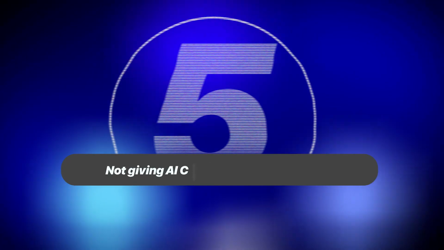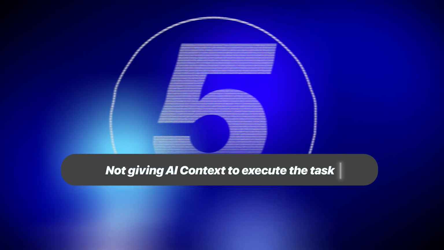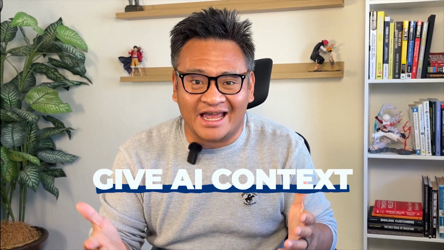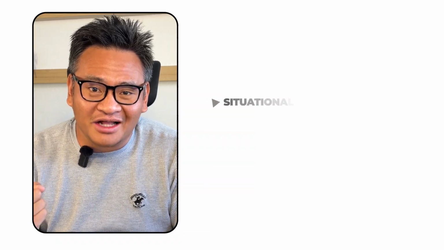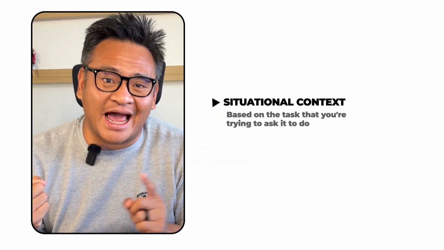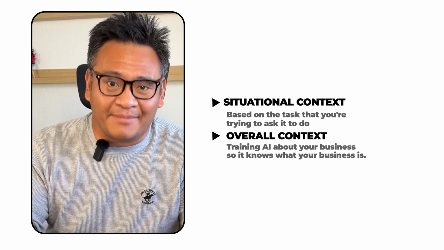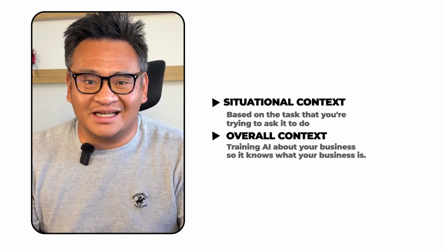Mistake number 5, not giving AI proper context to execute your task. AI needs context, and the more context you can give it, the better your output's gonna be. The solution is to give AI context. Give it situational context based on the task that you're asking it to do, and then overall context by training AI about your business so it knows what your business is. Imagine if you hired a marketing consultant to help you with your marketing, but you don't tell them what your business is or who your avatar is. How do you think they're gonna do in helping you with that?